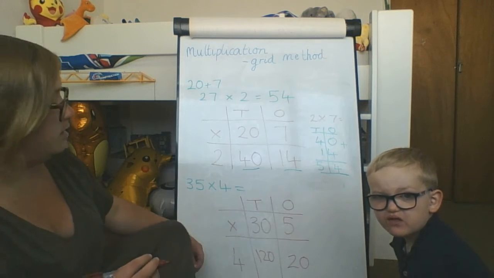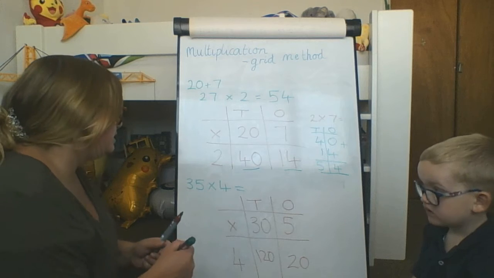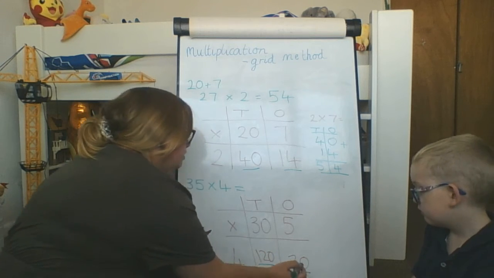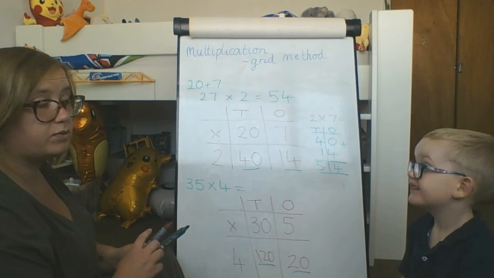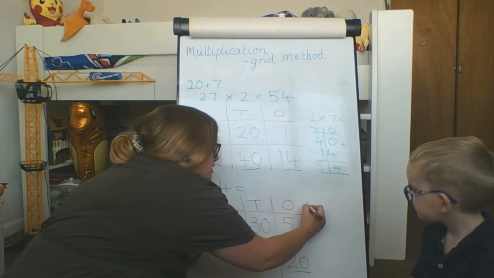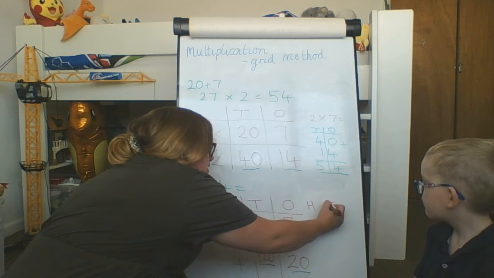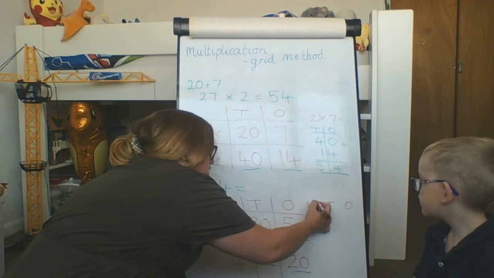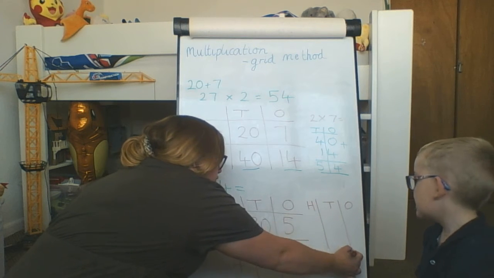Okay. So then we have to add those numbers together using our written strategy if we need to. Yeah. And this will be slightly different because we need to have 100s, 10s and 1s columns for our addition.